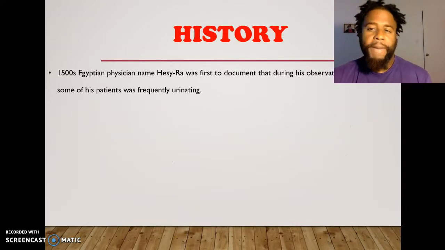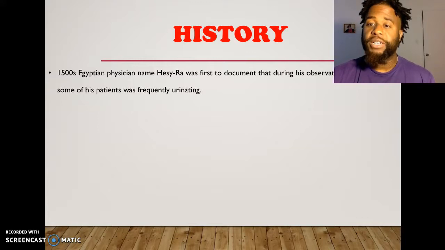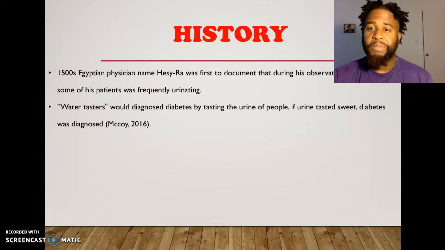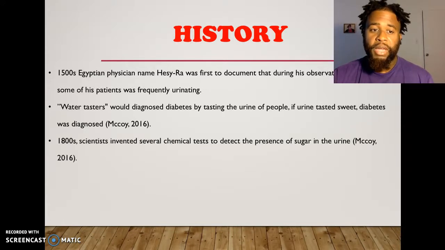History. Back in the 1500s, there was a physician, an Egyptian physician, and he documented his patients urinating a lot. This was the first documentation of its kind of diabetes. Then we had water testers. They would actually drink the urine of people that would start to have diabetes, and if it was sweet, they have diabetes. Interesting.